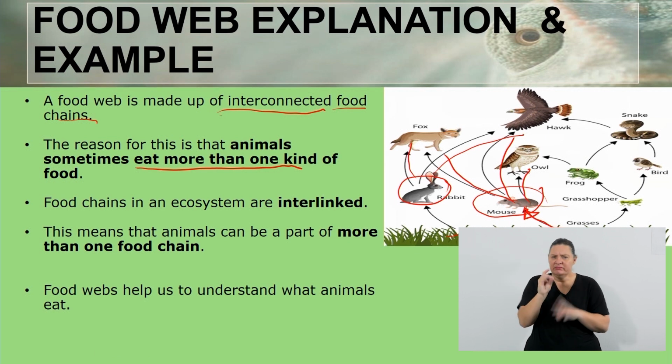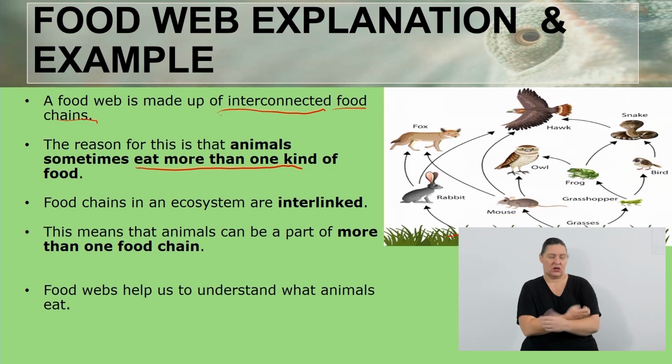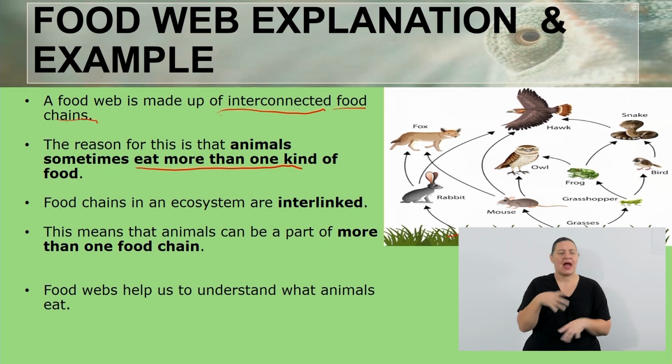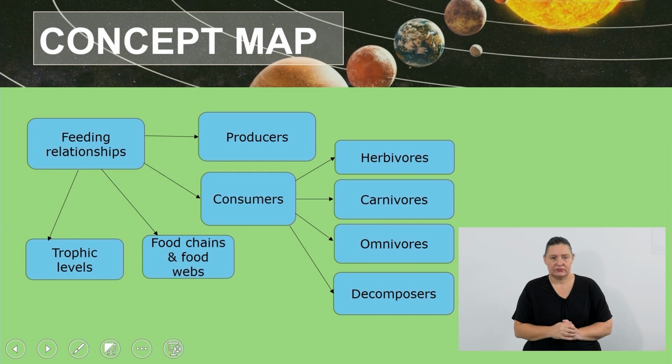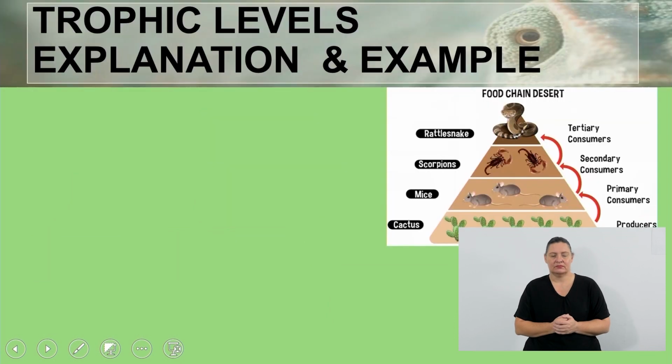Food webs help us to understand what animals eat. Obviously, if you are looking at the arrows which show us the transfer of energy or the direction of the energy, you are able to understand what this animal is eating and what it doesn't eat. Right, that is it for food chains and food webs. So we are going to look at our last concept, which is the trophic levels.